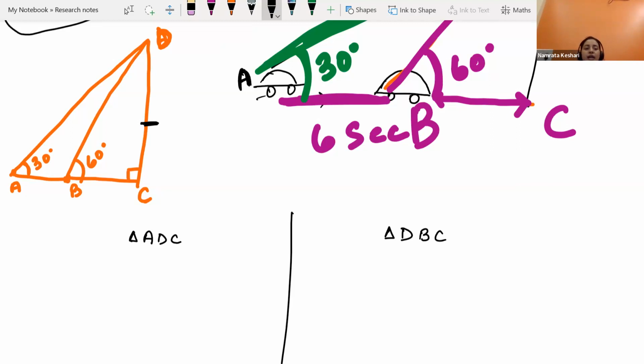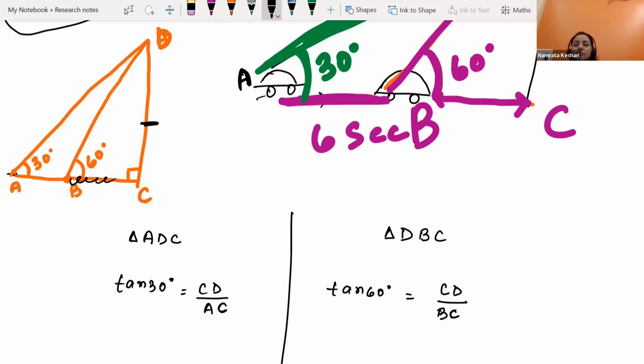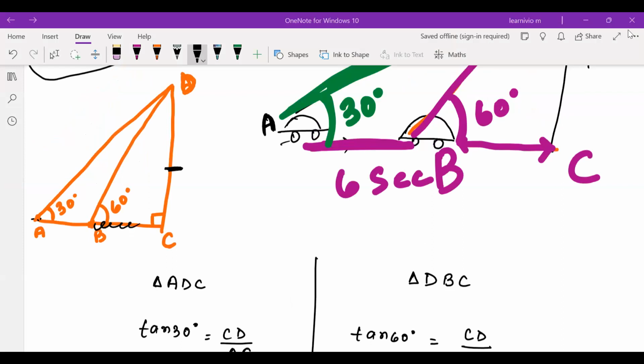But at first, let's find using this side also, that is AC, BC. Okay. So again, we'll be using tan 30 degree over here, and tan 60 degree over here. We'll be taking the trigonometric ratio, that is CD over AC, opposite over adjacent. Again, we'll be taking CD over BC. Let's put the value. What is the value of tan 30 degree? Please tell me. 1/√3.